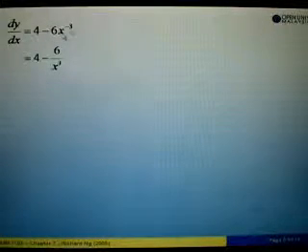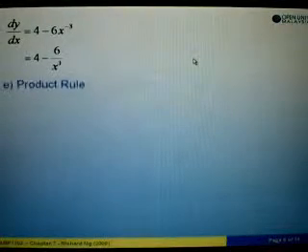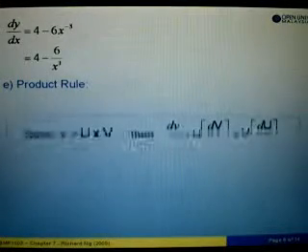So now the answer will be 4 minus 6x to the power negative 3, and then bring this x to the power negative 3 to the bottom so that it becomes positive again. So this will be the answer for example 9. Okay, let's skip to the next rule called the product rule.